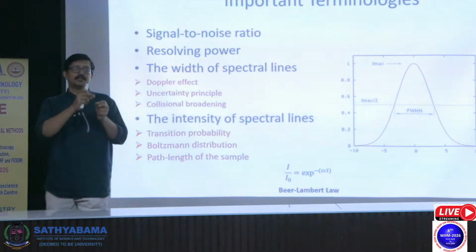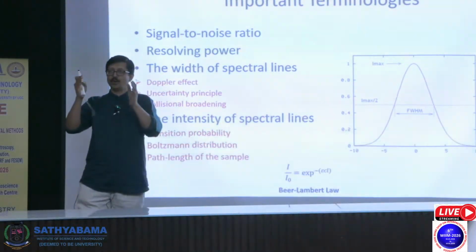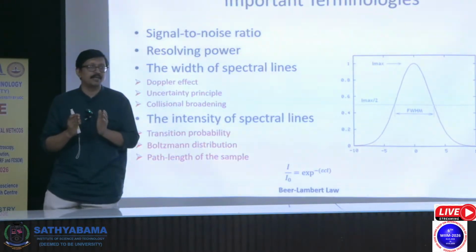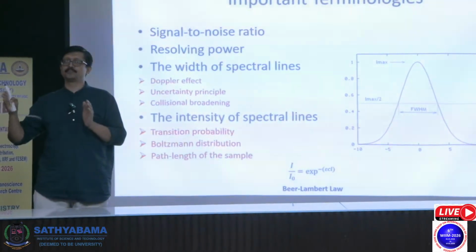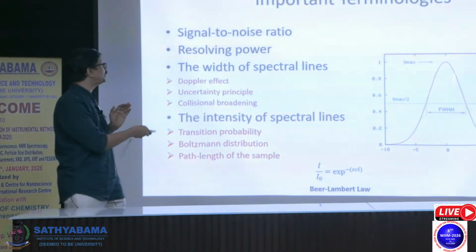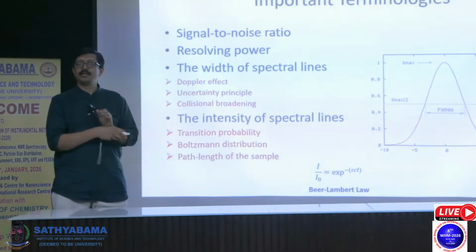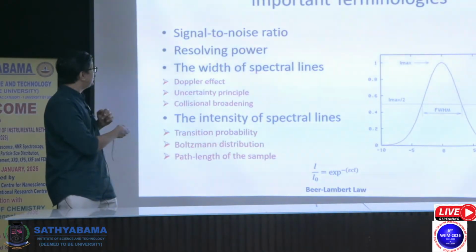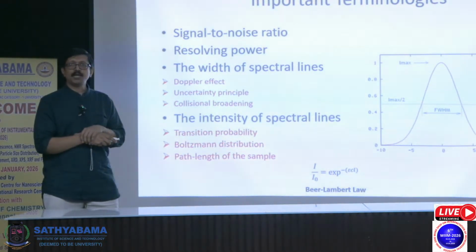Otherwise, what happens? There are peaks which are coming very close. If the instrument resolving power is less, it appears as one peak, right? It could actually be two peaks if the resolving power is high. So that is one aspect. Another one is the width of the spectral line.